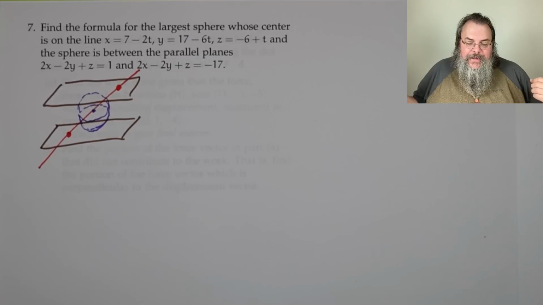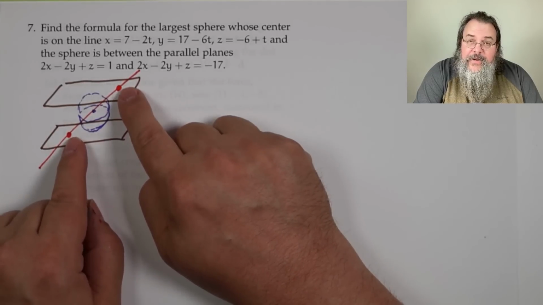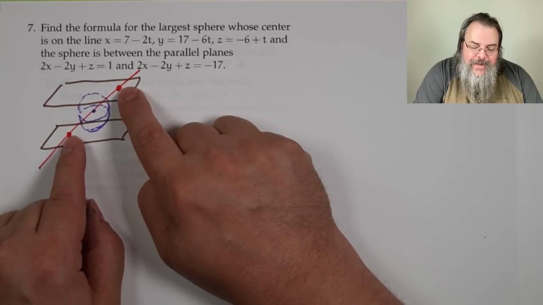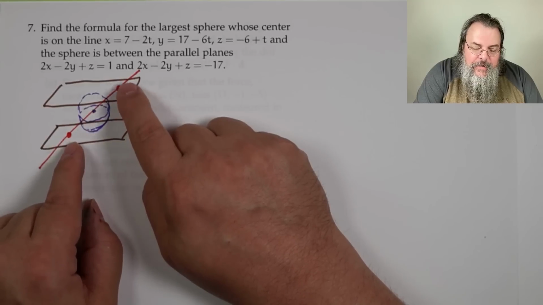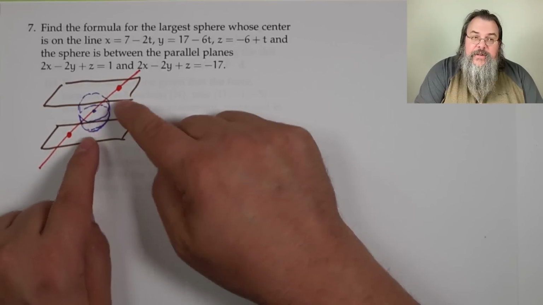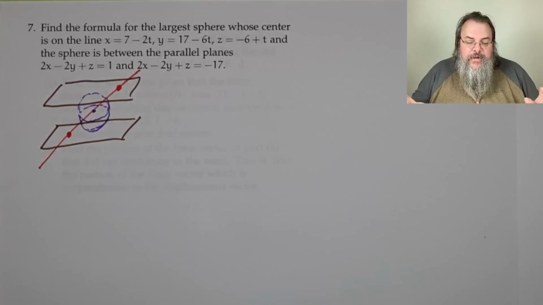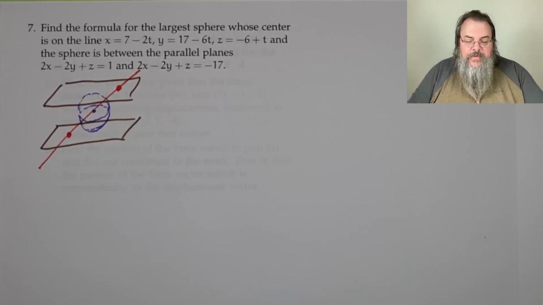Well, the picture kind of gives it away, right? So, look, if I have the places where the line intersects the planes, where will the center be? Turns out it's going to be the midpoint, halfway in between. Okay, well, that's good. So all I need to do is figure out where my intersection points are, and take a midpoint. Now, there's a couple of ways we can get there, but let's work on that first. So let's talk about intersections.